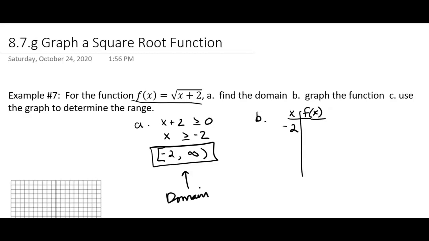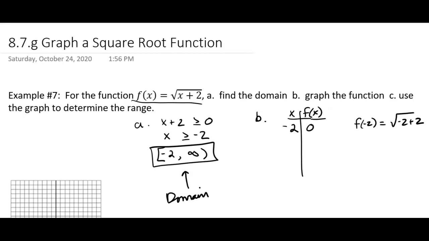Then I would look for numbers that work nicely. You don't have to. You can use a calculator to get some approximations. But if I put in -2, what happens? Well, I get f of -2 is going to be the square root of -2 plus 2, which makes it the square root of 0, which is 0.